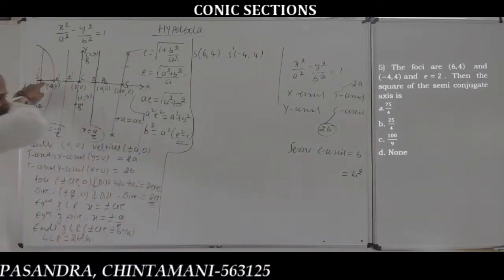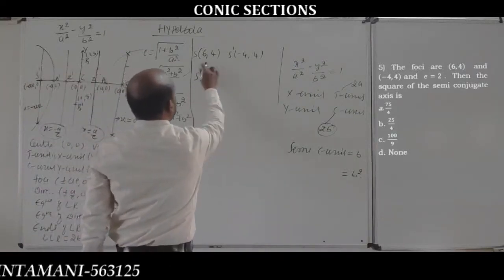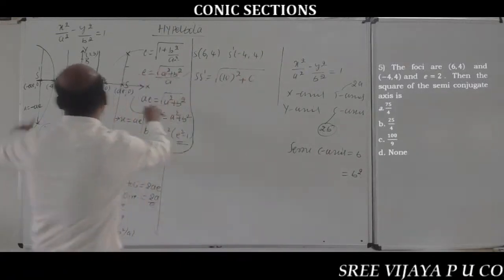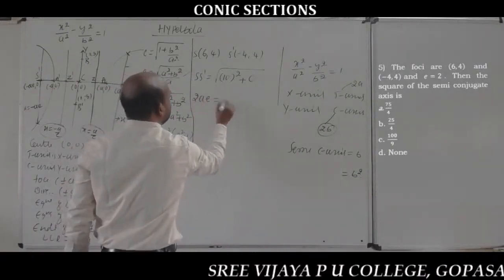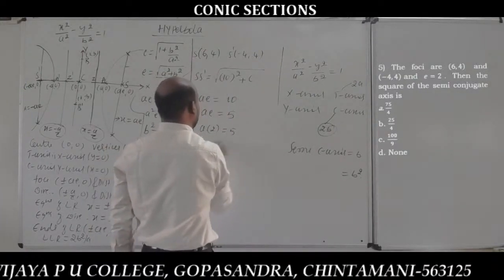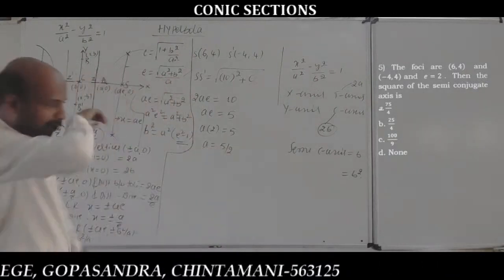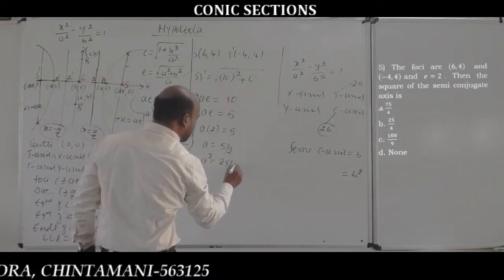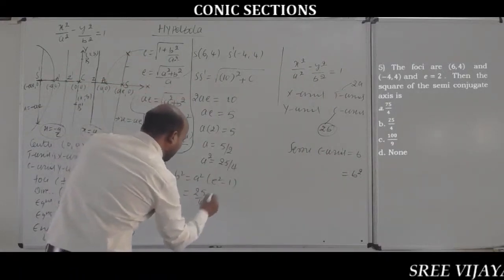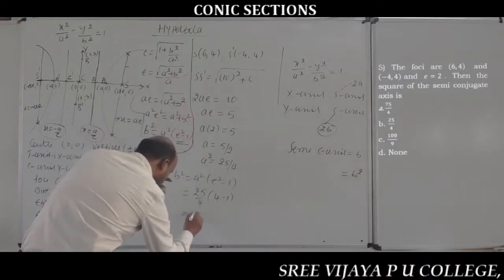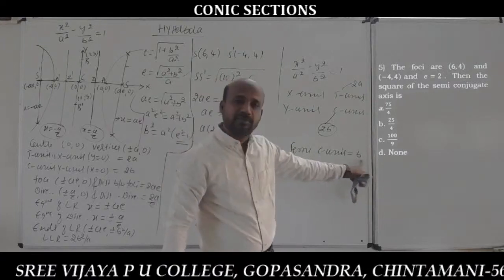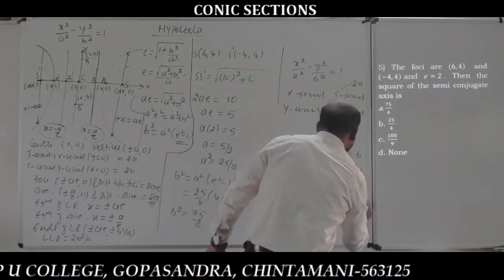Applying the formula, SS dash is 2ae, that is equal to 6 minus minus 4, which is 6 plus 4, 10. SS dash means the distance between the foci is 2ae is equal to 10, so a into e is equal to 5. The value of e is given as 2, so the value of a is 5 by 2, and a square becomes 25 by 4. Now b square is equal to a square into e square minus 1, it is 25 by 4 into 4 minus 1, it is 25 into 3, it becomes 75 by 4. So the value of b square, the square of the semi conjugate axis, is 75 by 4.